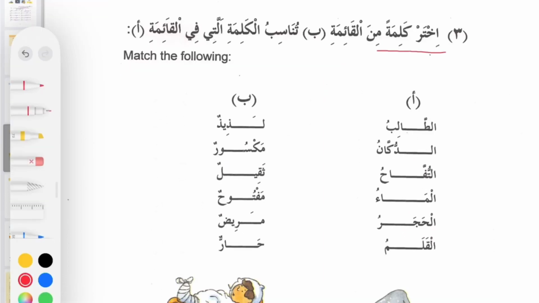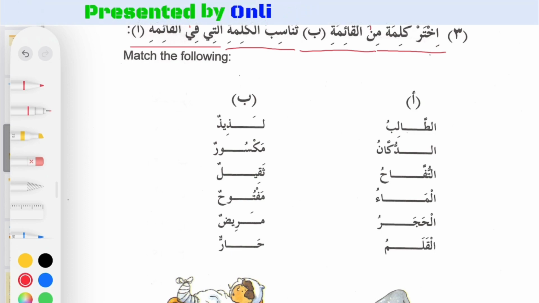So here we will match the group alif with the group ba. So the first word is at-talib, student.